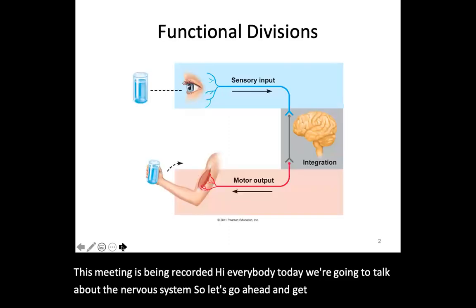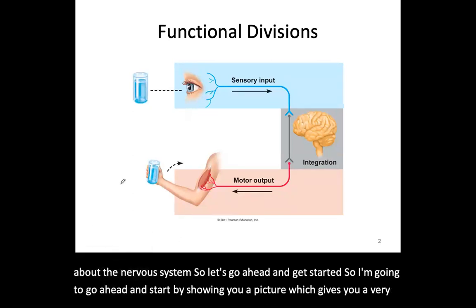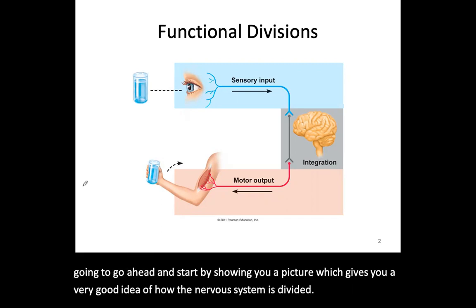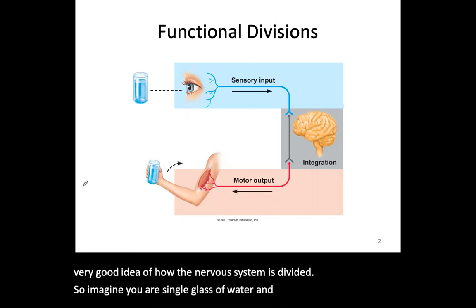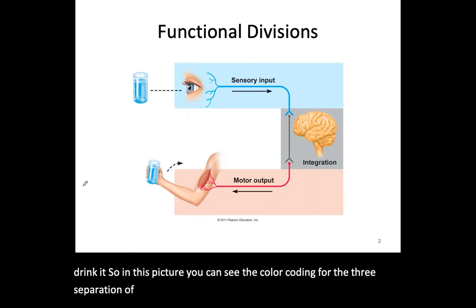I'm going to start by showing you a picture which gives you a very good idea of how the nervous system is divided. Imagine you are seeing a glass of water and you want to pick it up to drink it. In this picture, you can see the color coding for the three separations of the nervous system.